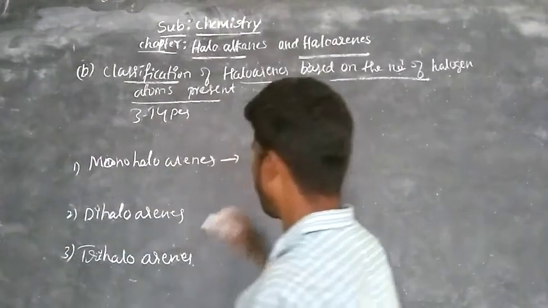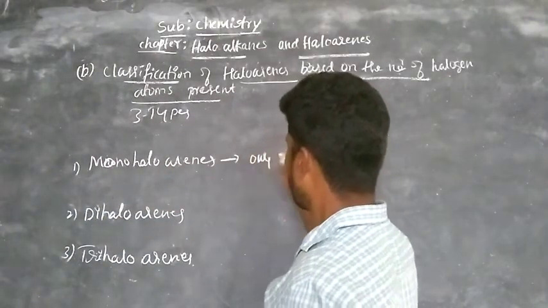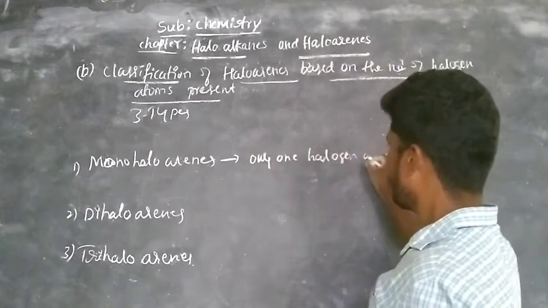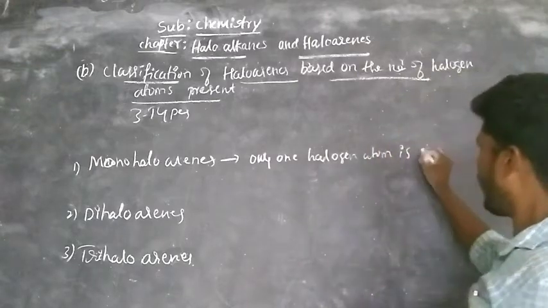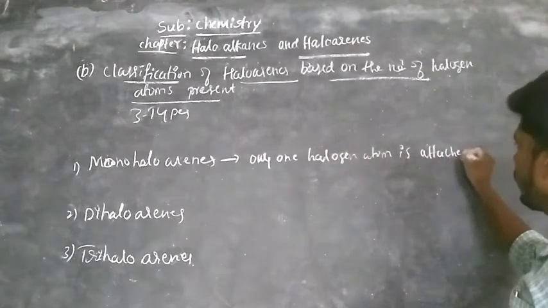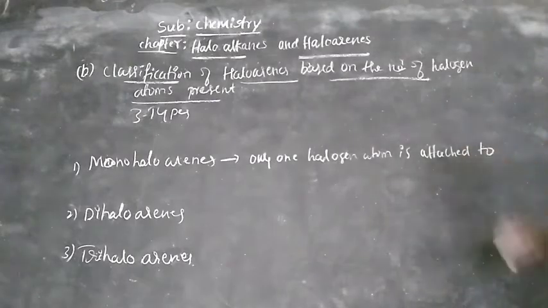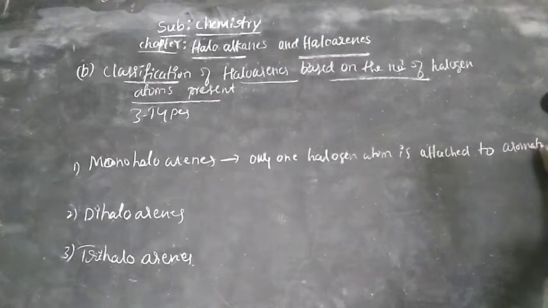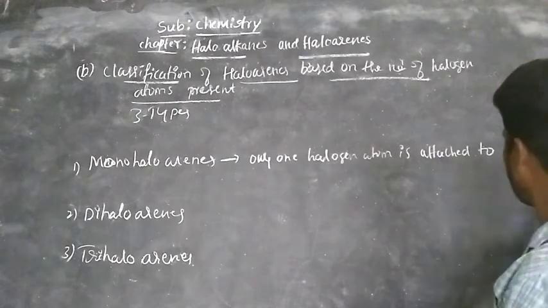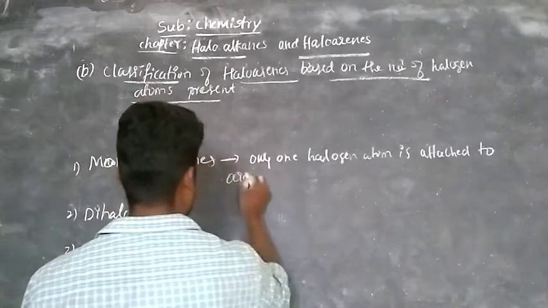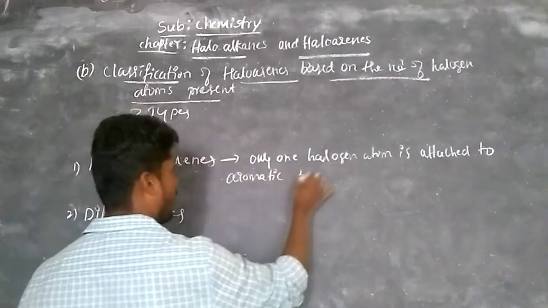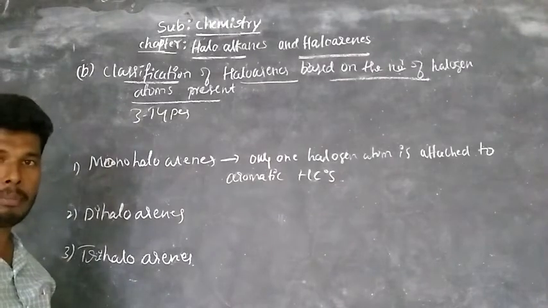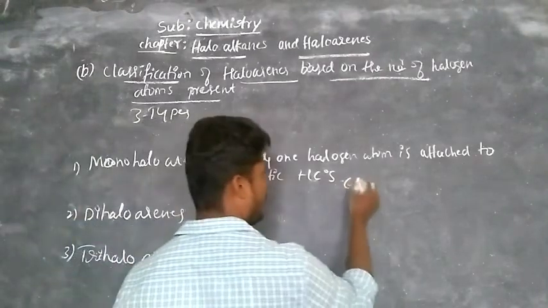Example: only one halogen atom is attached to the aromatic hydrocarbon. That is called what? Monohaloarenes. Now for an example, take benzene.